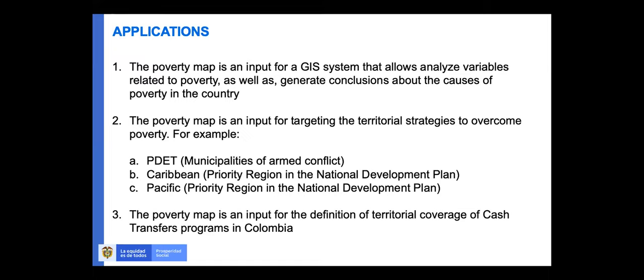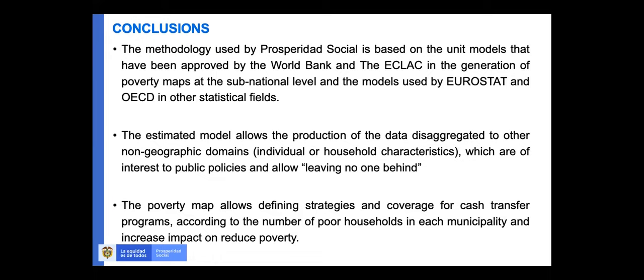For example, PEDET is a strategy in Colombia for the municipalities of armed conflict, the Caribbean or Pacific region, a priority in the National Development Plan. And finally, the poverty map is an input for the definition of territorial coverage of transfer programs in Colombia.